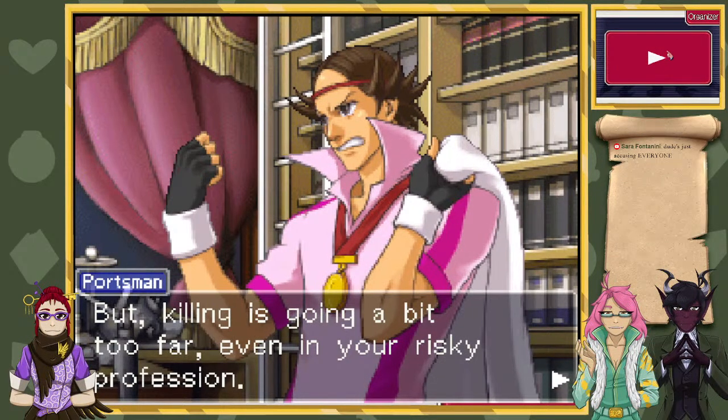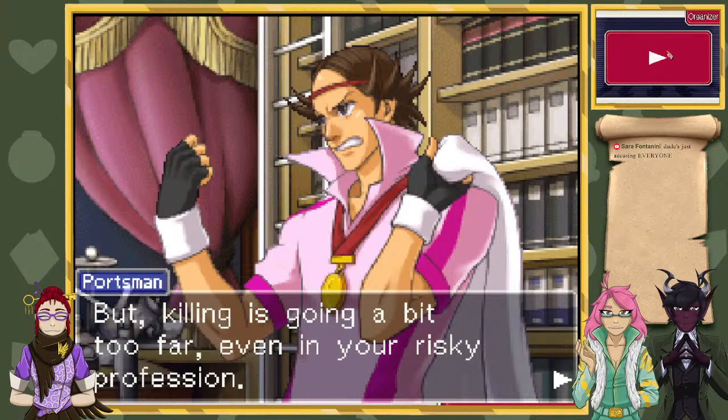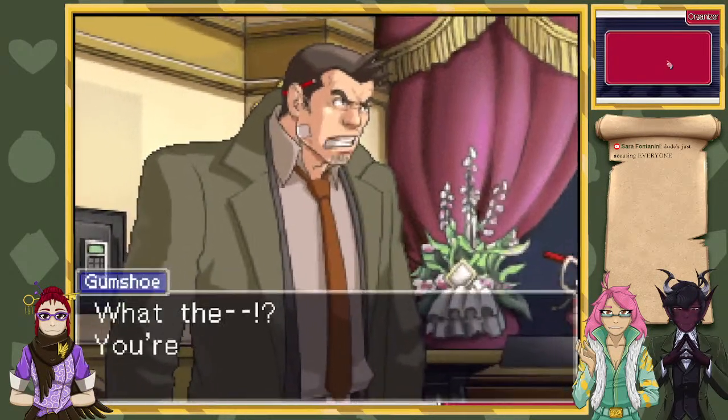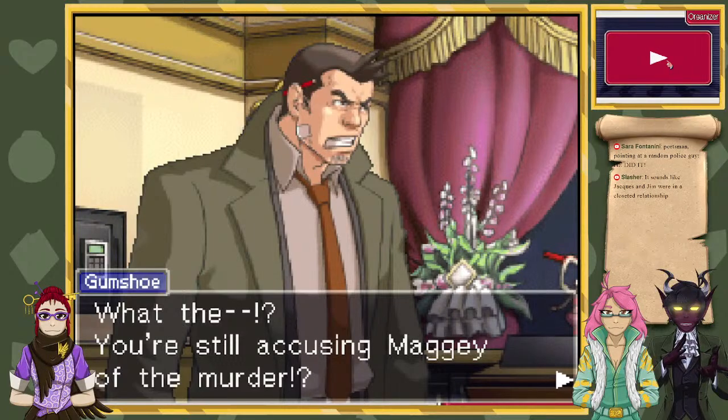But killing is going a bit too far, right, bro? Even if it's in your risky profession, bro. What? You're still accusing Maggie of the murder?